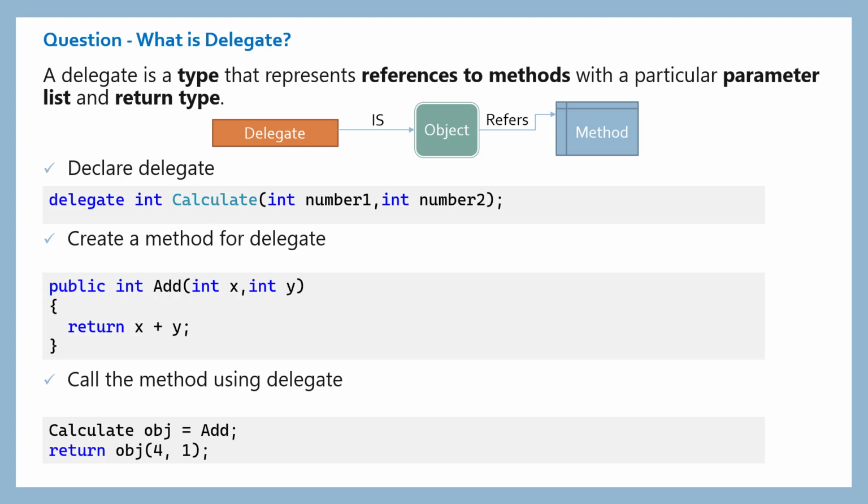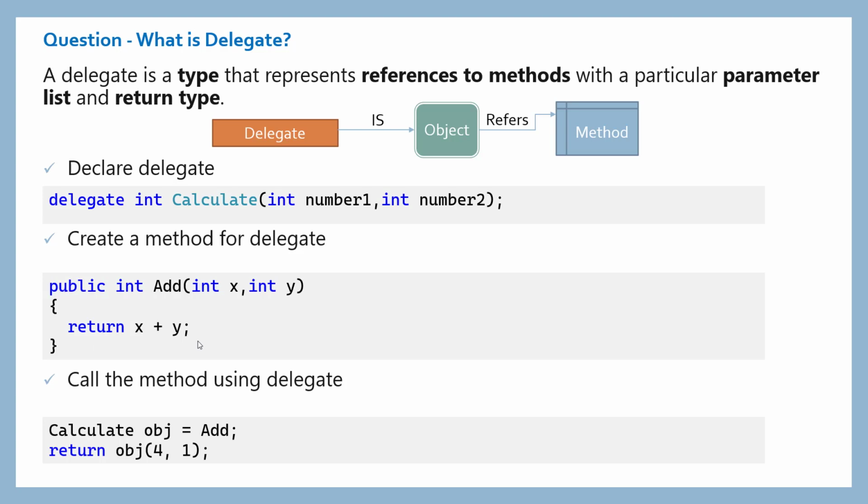We need to create a method having the same parameter type and number of parameters and having the same return type. So in our case, we are creating an add method that has two parameters x and y of type integer, and it is also returning a type integer, and it is returning the addition of these two parameters x and y.